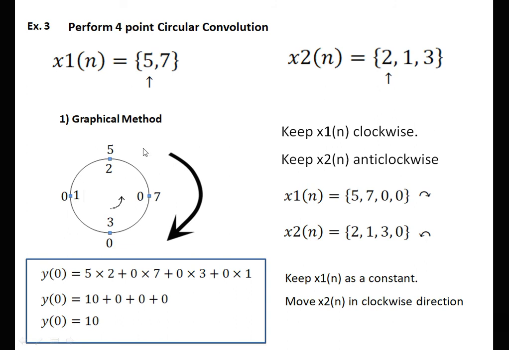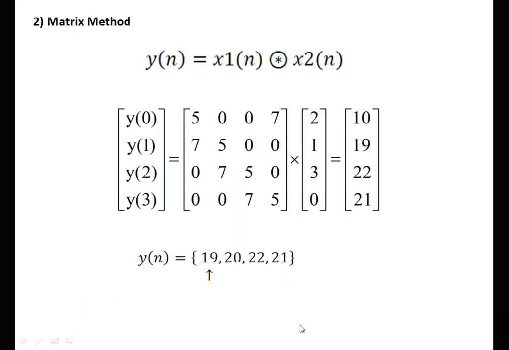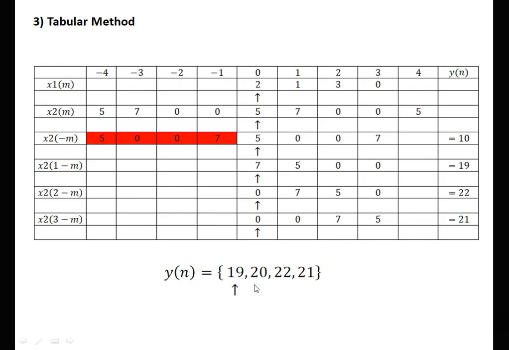Here, the same as the graphical method, one signal is fixed, another signal is moving. The fixed signal we keep in a clockwise direction. The moving signal first we keep in anti-clockwise direction, but after the first iteration we are moving in the clockwise direction, and by that we are getting the answer 10, 19, 22 and 21. So this is the graphical way. In matrix it is very easy. 5 7 0 0, we just move that matrix in a circular fashion to get the 4 by 4 matrix, multiply with the x2n, and we are getting this answer.